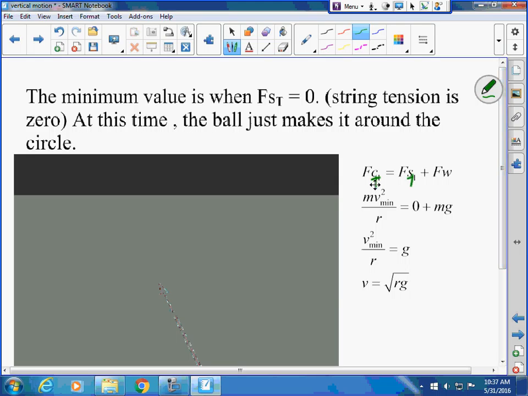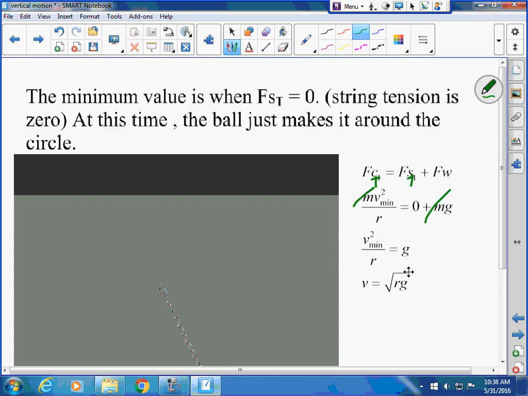If the string tension is 0, then the centripetal force, mv squared over r, is equal to gravity. You'll notice that what happens to the m's, Nate? They disappeared. So did the mass of the guy in the car matter? No. Okay. You'll notice that they did use a really small car, probably for other reasons. Maybe safety, maybe it was easier to get up to speed, cheaper, who knows, right? But the m's disappear, and you end up with v squared min over r is equal to g.